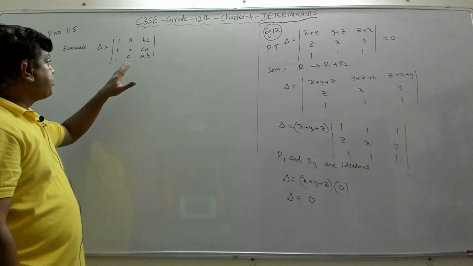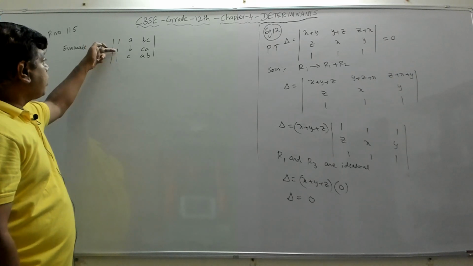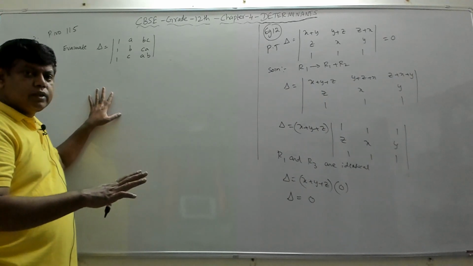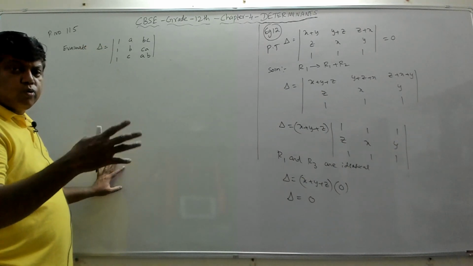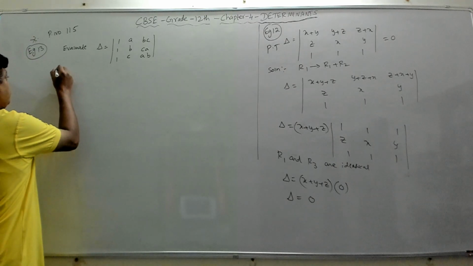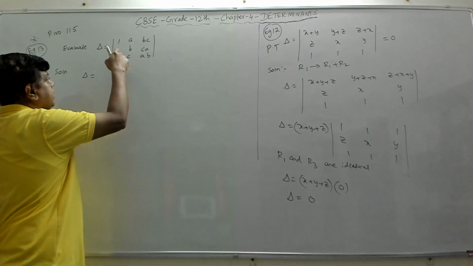Now we observe here the column 1 is having 1, 1, 1. The moment you see any row or any column having the same elements, like 1, 1, 1, it is easy to evaluate. So how can we evaluate the determinant? Solution: I'll say delta equal to, here we can make these two zeros.